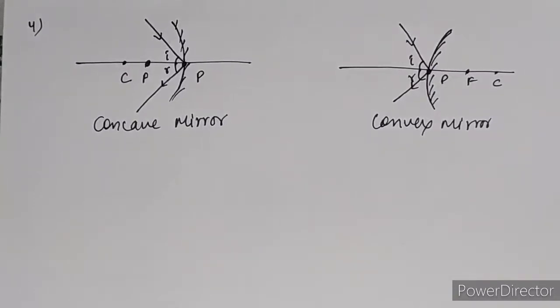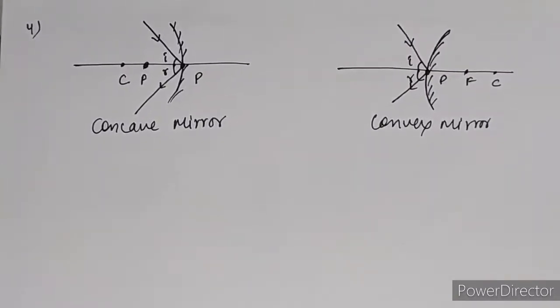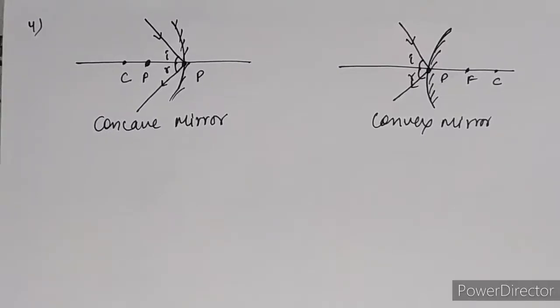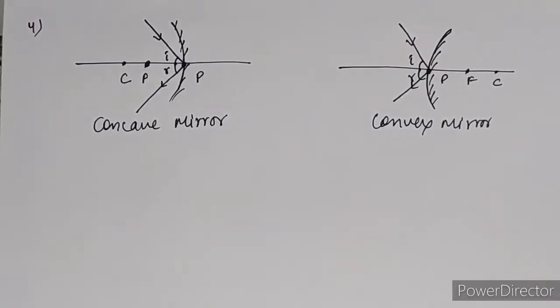Now in tomorrow's lecture we are going to start image formation for the concave mirror and afterward for the convex mirror. Okay, and for today's homework you have to write the definitions of aperture, pole, center of curvature, radius of curvature, focus point, principal axis and focal length. Seven definitions you have to write.